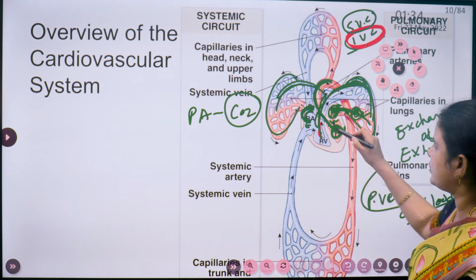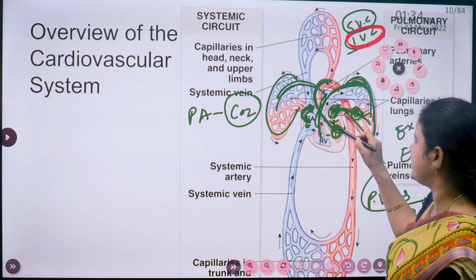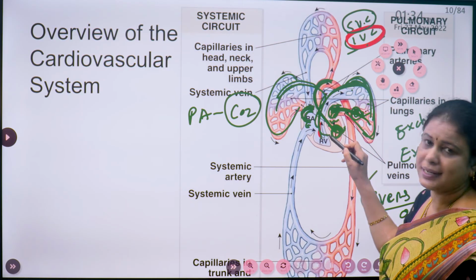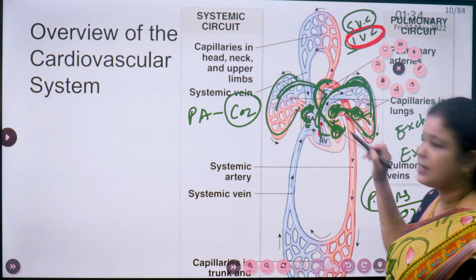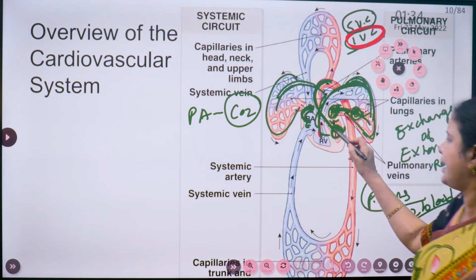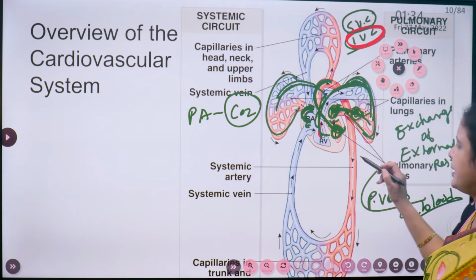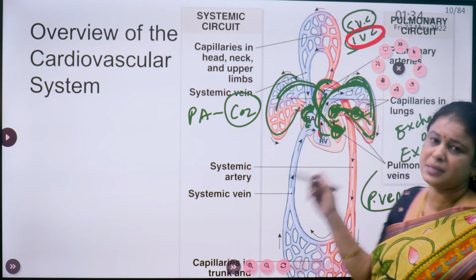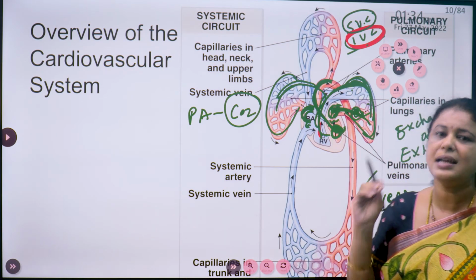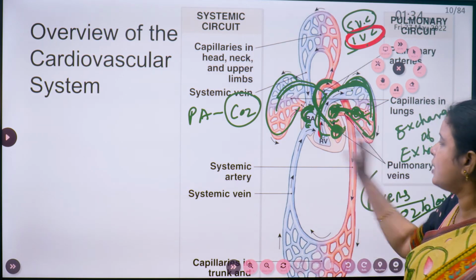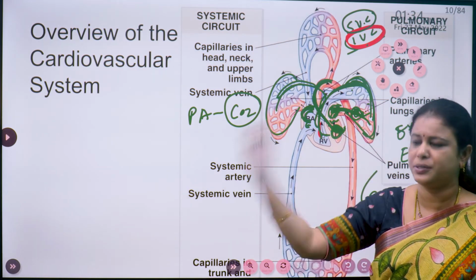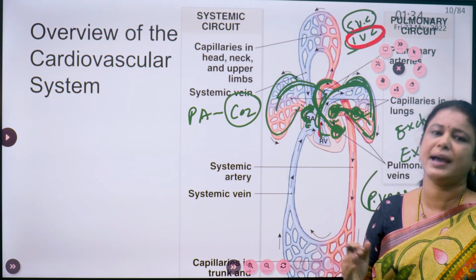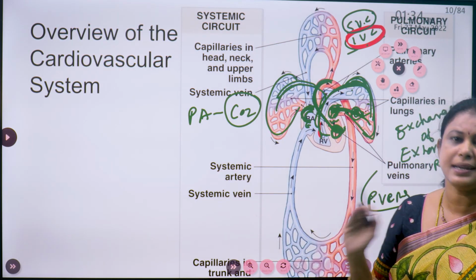The aorta arises from the left ventricle. The pulmonary artery arises from the right ventricle. How the aorta pumps the blood to the parts of the body is called systemic circulation. How the blood goes from the heart to the lungs and gets back to the heart is called pulmonary circulation.